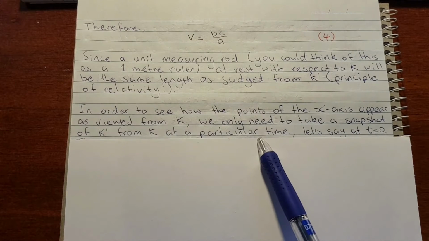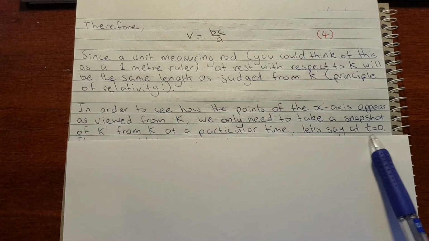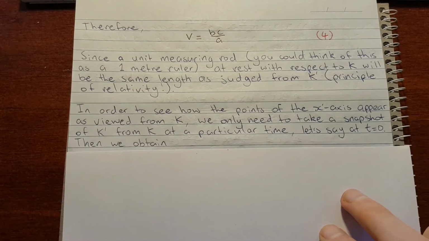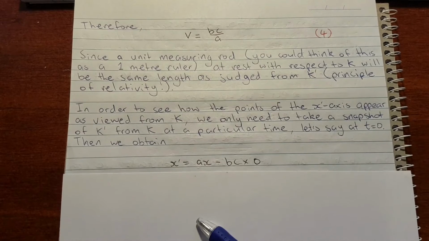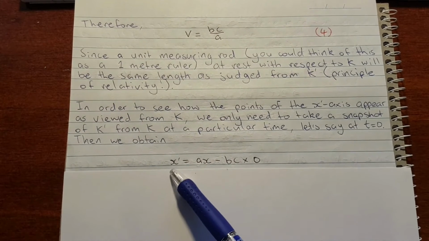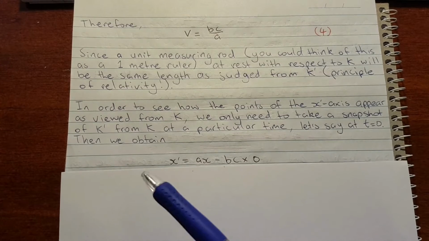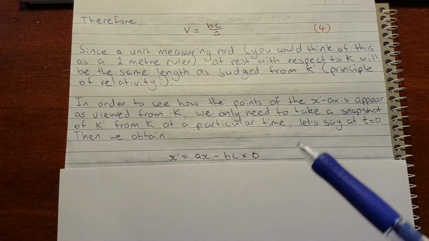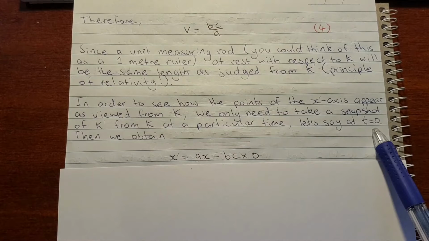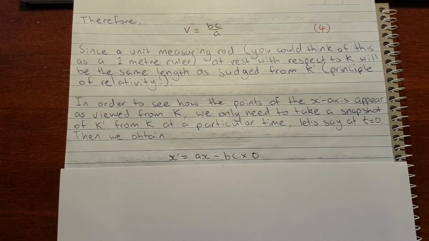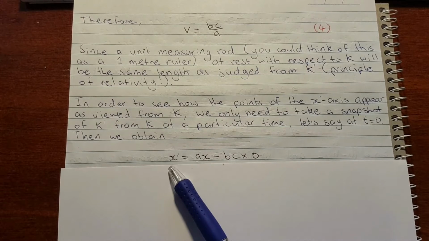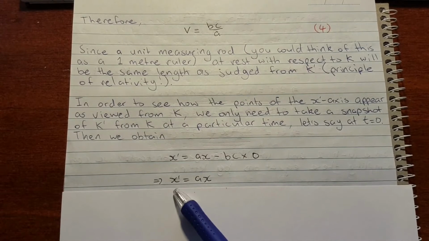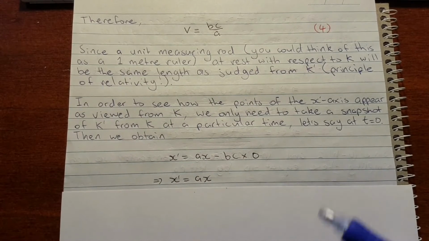And it doesn't matter what time we take that picture, anytime. Just to make it simpler, we'll just say at time equals 0. That's your time equals 0. Then what we obtain is the following. So for our x primed equation that we developed just before, we'll have this. So here I've just written BC times 0 because your time t is equal to 0. That's when we're taking the snapshot. And so we'll just have x primed is equal to ax minus bc times 0, which of course gives x primed equals a times x.